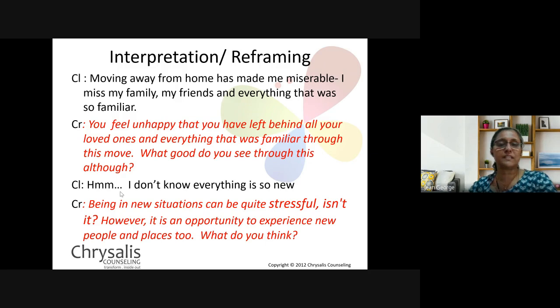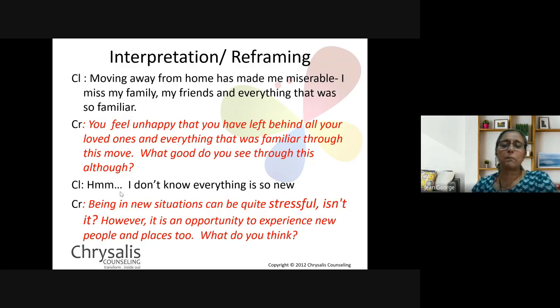So here, if you look at it, the counselee is saying, moving away from home has made me miserable. I miss my family, my friends, and everything that was so familiar. So the counselor says, you feel unhappy that you've left behind all your loved ones and everything that was familiar through this move. What good do you see through this? So you see, the perspective is changing. That's what you are attempting to do. You've moved the lens. And she continues to say, I don't know, everything is so new. So the counselor again says, being in new situations can be quite stressful, isn't it? But there is an interpretation that's given.